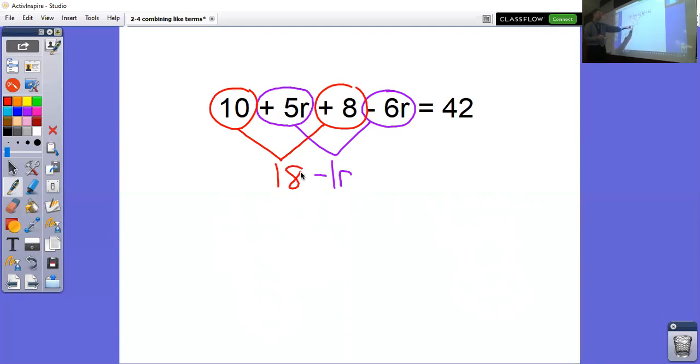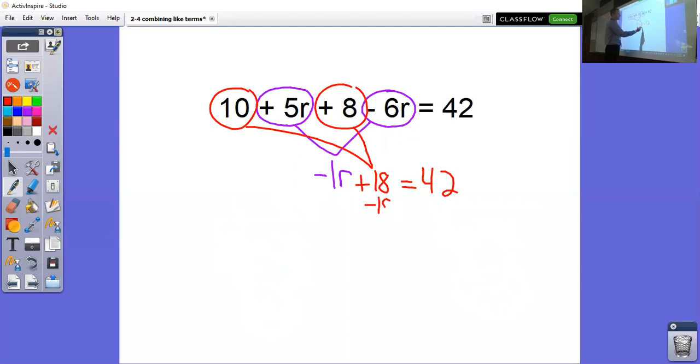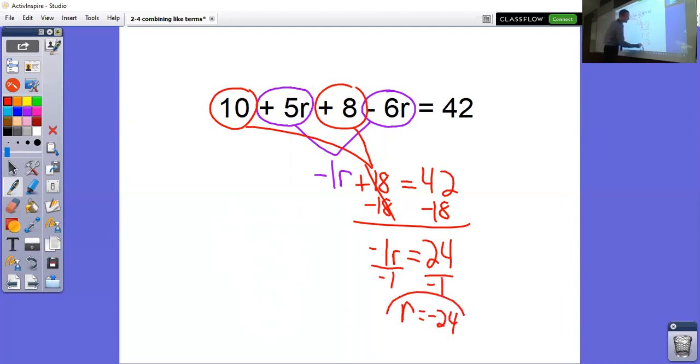Now, I could have put that on that side of the -1R, or I could have gone like this, and it was a 10 plus 8 is +18, so I could write +18 there. It doesn't matter which side it is on, as long as the sign that's in front of it is correct, like a plus sign or a minus sign. Bring down our equals 42. There's your two-step equation now. So -18 to get the -1R all by itself. 42 minus 18 is 24. Divide by -1, divide by -1, R equals -24.